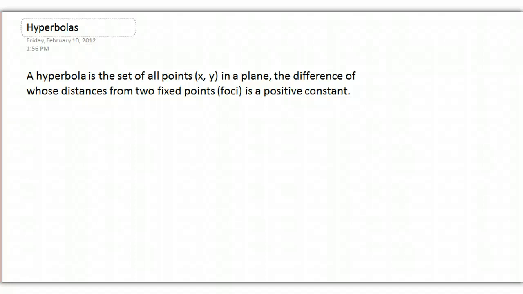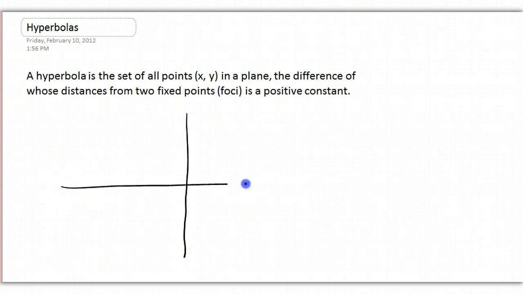Okay, so we're going to learn all about a type of conic section called hyperbolas in this screencast. And here's the fancy mathematical definition. A hyperbola is a set of all points x, y in a plane, the difference of whose distances from two fixed points, called foci, is a positive constant. What does that mean? Well, let's get a set of axes here.